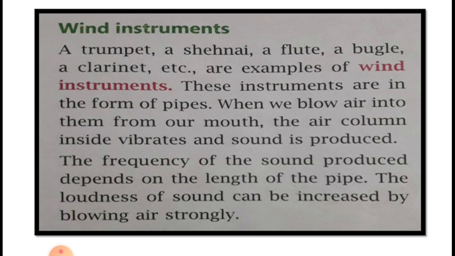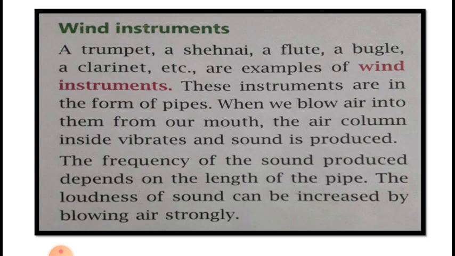Okay. And the next type of instruments are the wind instruments. A trumpet, a shahnaai, a flute, a bugle, a clarinet, etc. are examples of the wind instruments. These instruments are in the form of pipes. When we blow air into them from our mouth, the air column inside vibrates and the sound is produced. The frequency of the sound produced depends on the length of the pipe. The loudness of the sound can be increased by blowing air strongly.